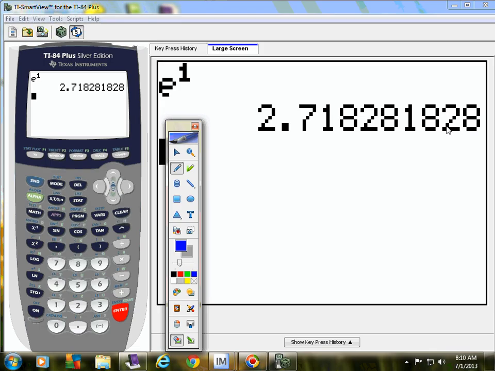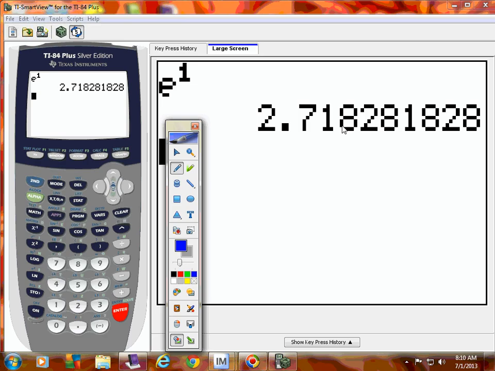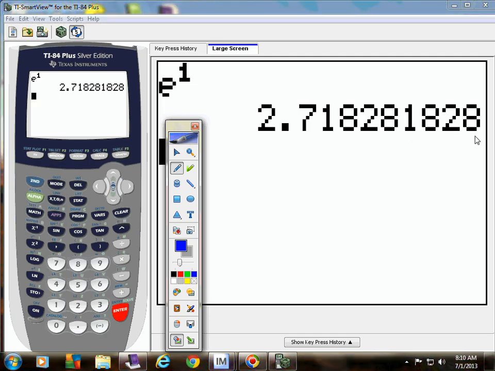It may not quite go that far. It may stop somewhere along in here. But if it's only giving you like 2 or 3 decimals, go into mode and reset it to give you the most decimals it'll let you choose. 1, 2, 3, 4, 5, 6, 7, 8. Mine's giving me 9 decimal places. How many of yours went out that far? At least 9. Okay, good.